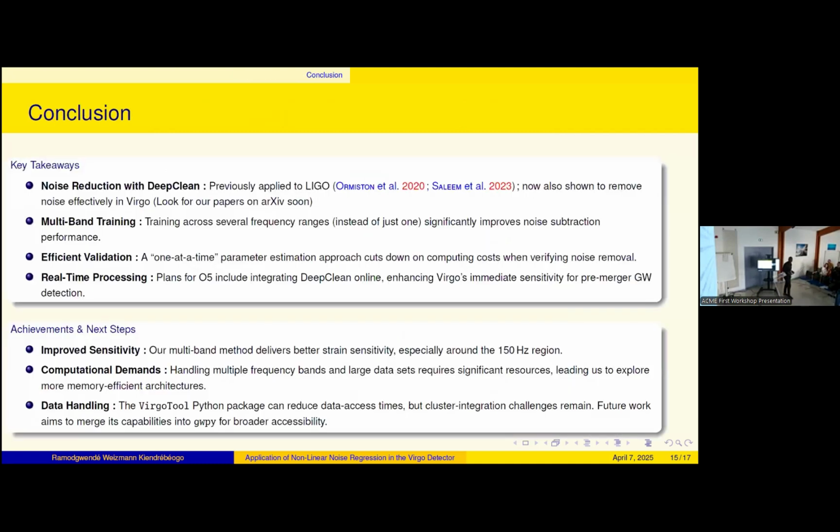Okay, in conclusion, you can say DeepClean was already used in the LIGO detector, and now we apply it in Virgo and show similar performance. And in Virgo, we go deeper by using a multi-training process. We wish to improve the result further. And we hope DeepClean will be adopted for the next observing run as a real-time noise subtraction.